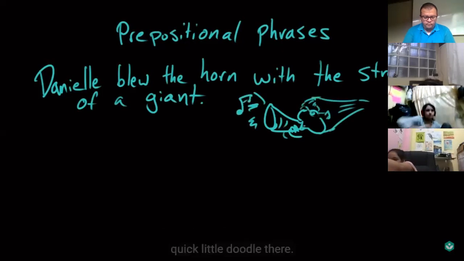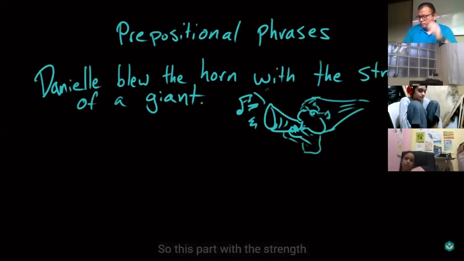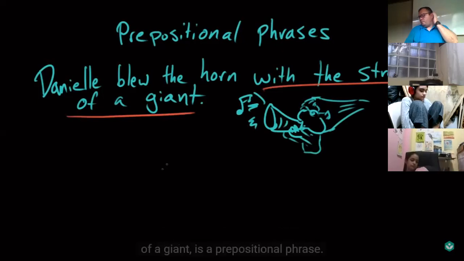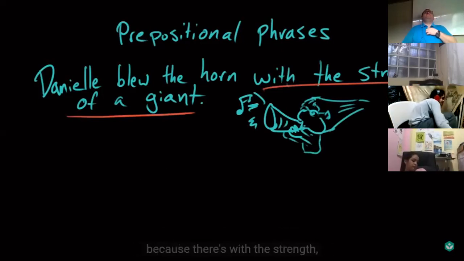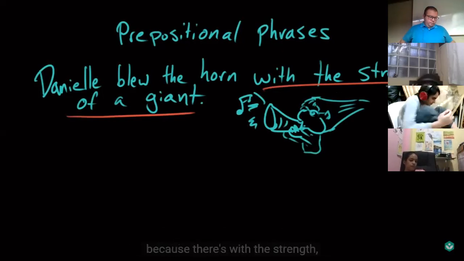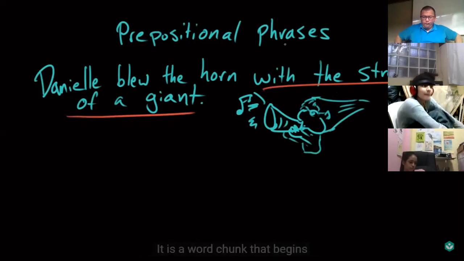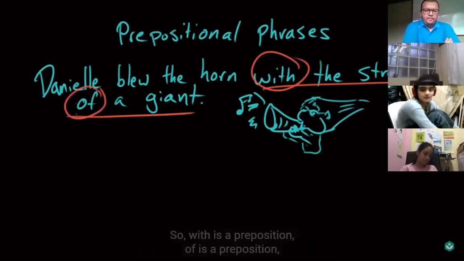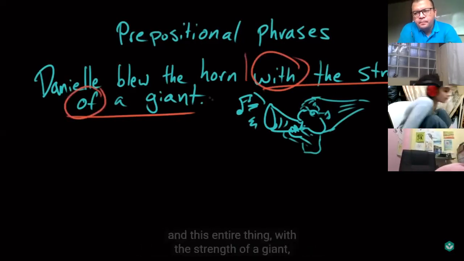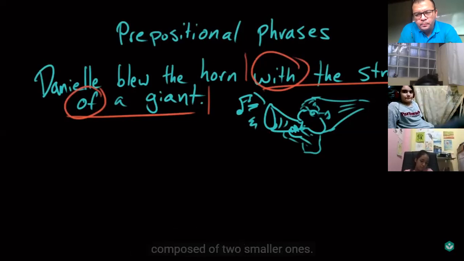Quick little doodle there. There's Danielle blowing the horn with the strength of a giant. So this part, with the strength of a giant, is a prepositional phrase. Actually, it's 2 prepositional phrases, because there's with the strength and then of a giant. What is a prepositional phrase? It is a word chunk that begins with a preposition. So with is a preposition, of is a preposition, and this entire thing, with the strength of a giant, is one prepositional phrase altogether, composed of 2 smaller ones.